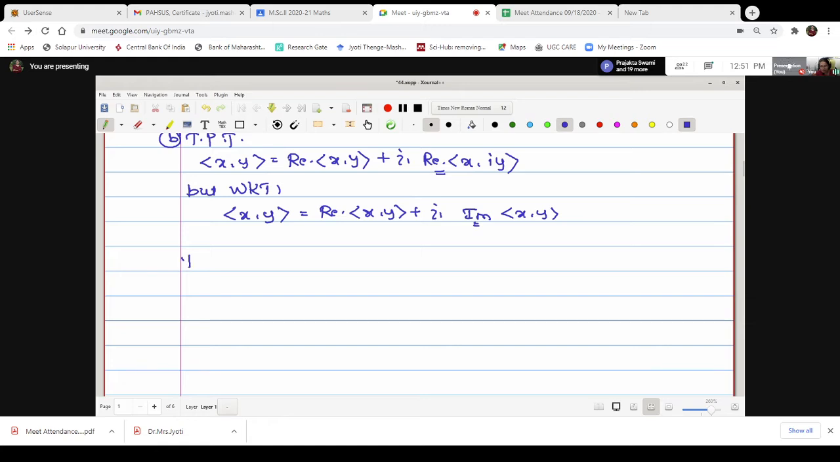Therefore, suppose I am taking any alpha as a complex number, which I will write as beta plus I gamma. This is a complex number. Right? Now we'll try to establish the relation. What is the imaginary part here? Gamma is the imaginary part of alpha.